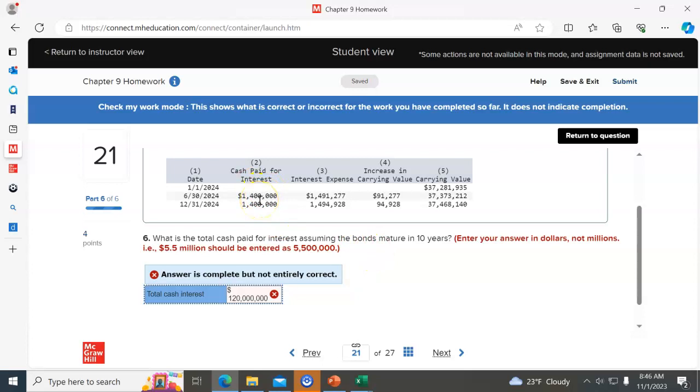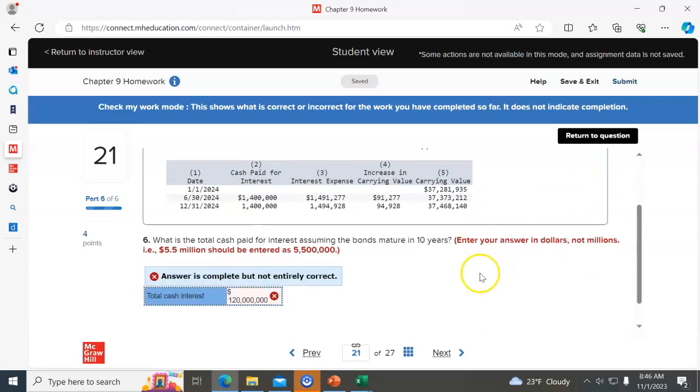Oh, that's for interest. Well, this was the cash paid. So this is the payment each period, 1,400,000.